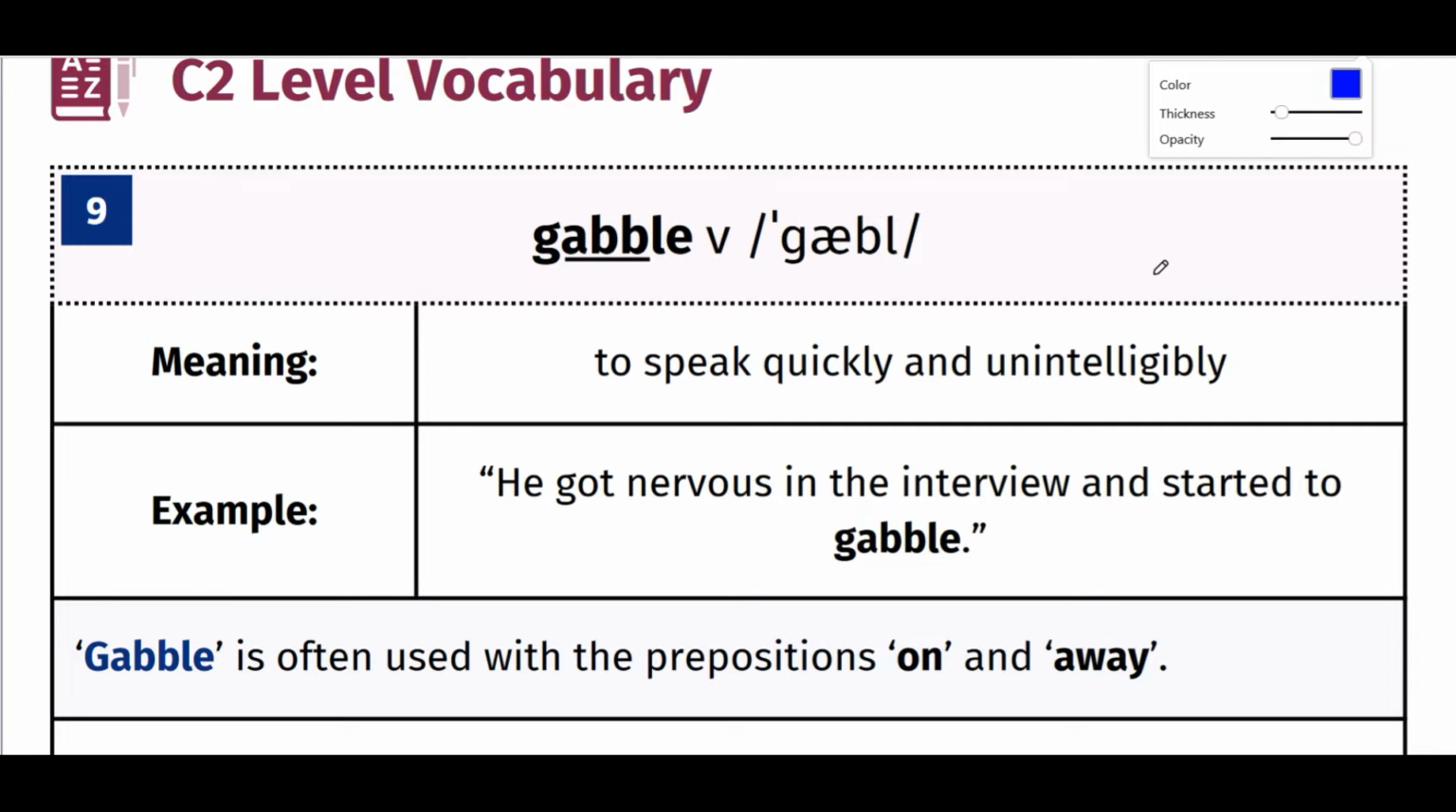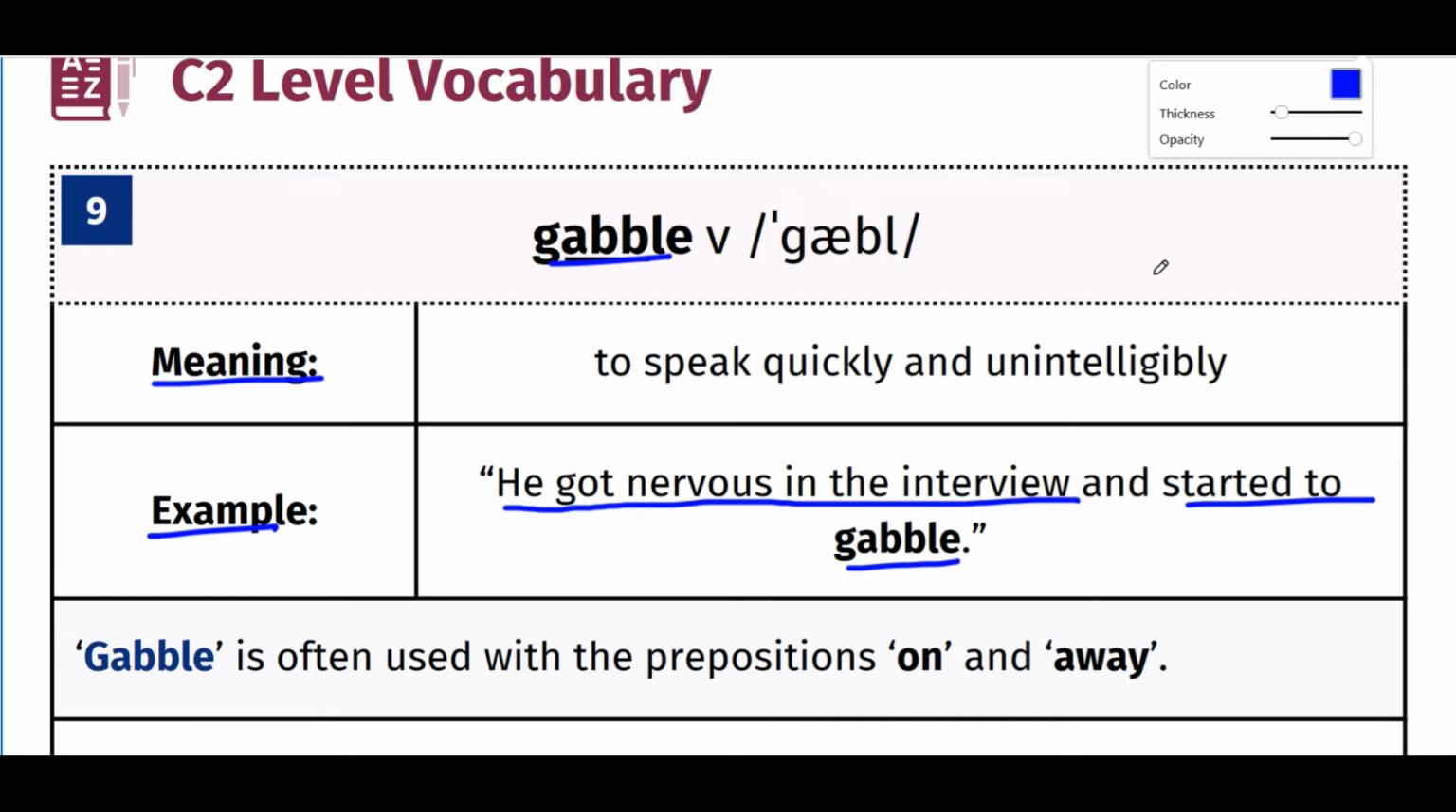So the word is gabble. So gabble simply means to speak quickly and unintelligibly. For example, let's say you are called for an interview, and because you are called for an interview, you become nervous, and since you are nervous, you fail to speak the way you should speak. So for example, we are told he got nervous in the interview and started to gabble. So you start to speak quickly, maybe because you lack confidence.